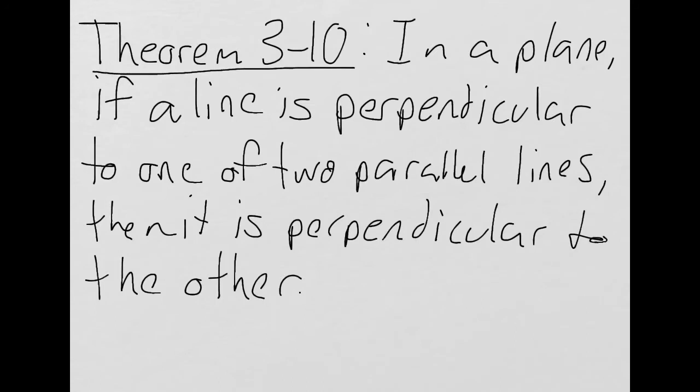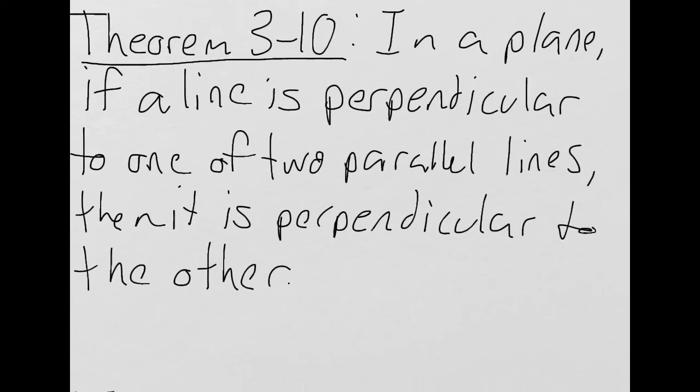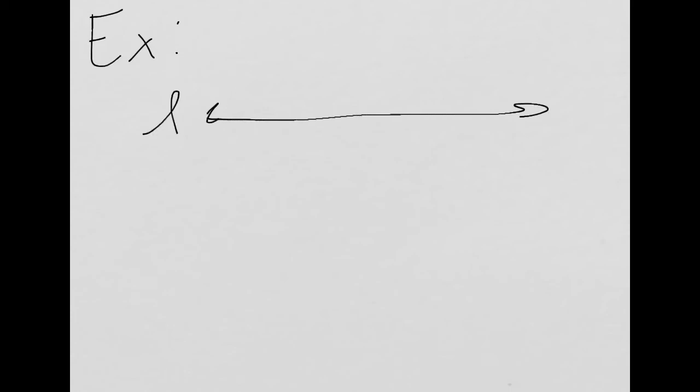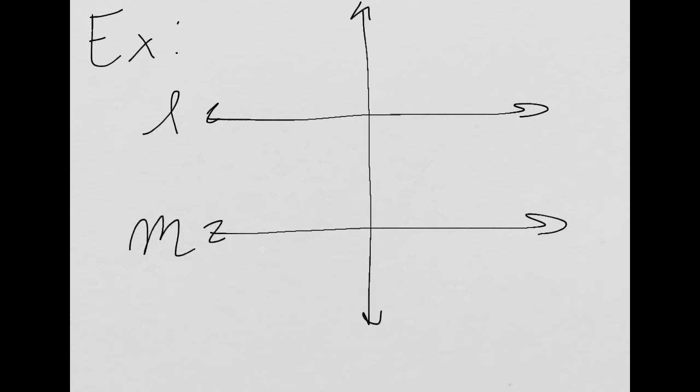Alright, now we have theorem 3-10, also kind of similar. It says, in a plane, if a line is perpendicular to one of two parallel lines, then it is perpendicular to the other. So this one's pretty similar to what we just talked about. In this case, we're starting out with, again, lines L and M. Then we have line N here, and let's say N is perpendicular to L, and we know L is parallel to M.